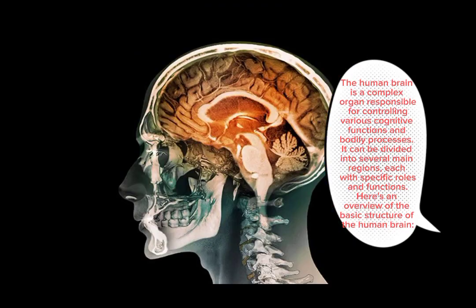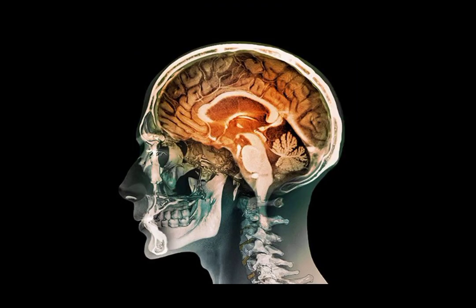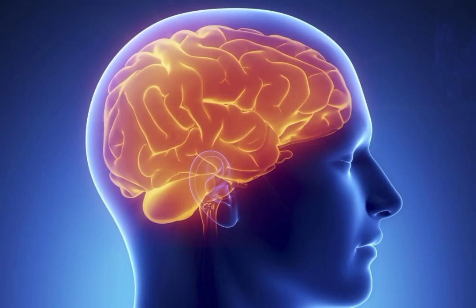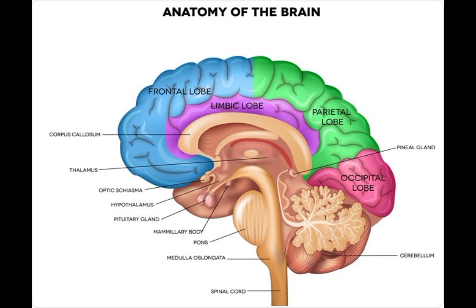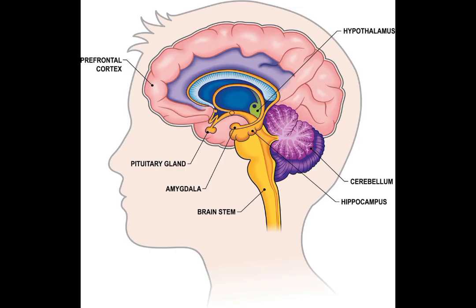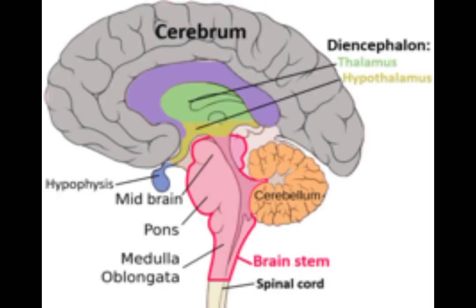The human brain is a complex organ, responsible for controlling various cognitive functions and bodily processes. It can be divided into several main regions, each with specific roles and functions. Here's an overview of the basic structure of the human brain.